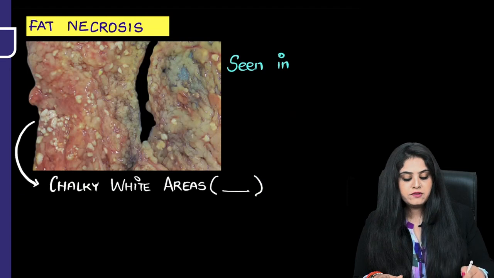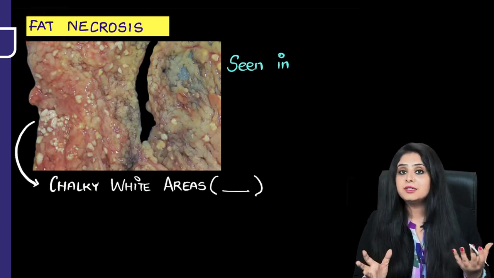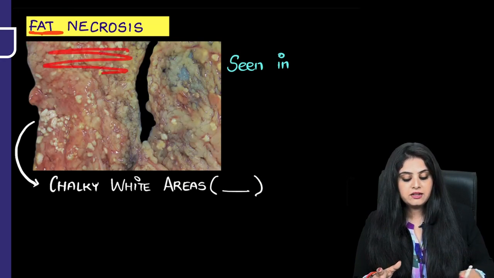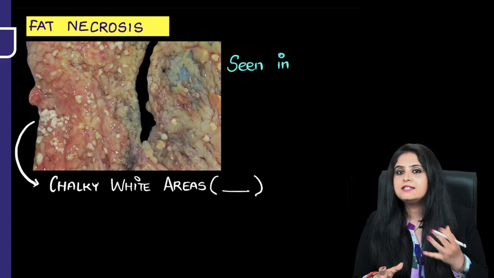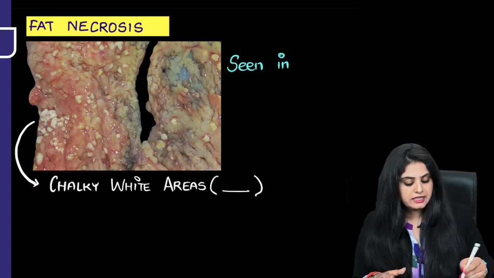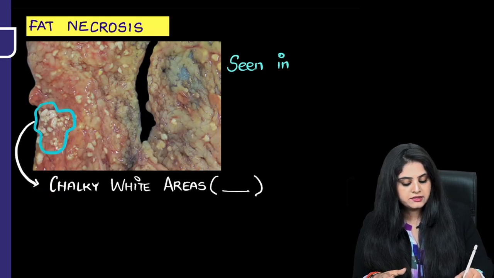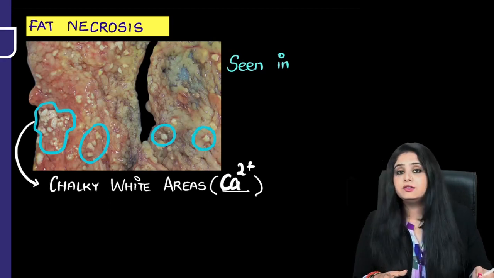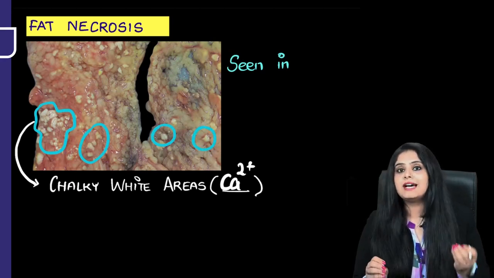Moving on to the next one, which requires no introduction. The name itself is its introduction, fat necrosis. So you will see yellow color fat that you're seeing, and necrosis means death. So how do I identify that fat has died? Whenever I will see chalky white areas, can you all see these chalky white areas here and here and here and here? What are these chalky white areas? They are made up of calcium. So whenever you see chalky white areas, you know, okay, that fat has died.